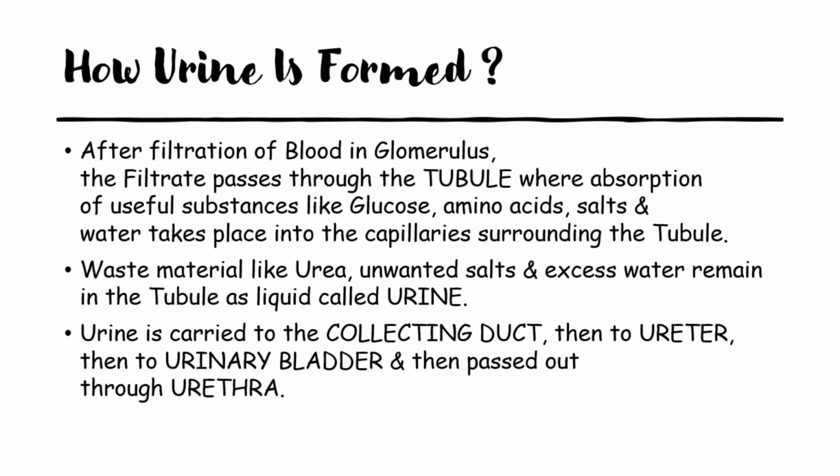How urine is formed. After filtration of blood in glomerulus, the filtrate passes through the tubule, where absorption of useful substances like glucose, amino acids, salts, and water takes place into the capillaries surrounding the tubule. Waste material like urea, unwanted salts, and excess water remain in the tubule as liquid called urine. Urine is carried to the collecting duct, then to the ureter, then to the urinary bladder, and then passed out through urethra.